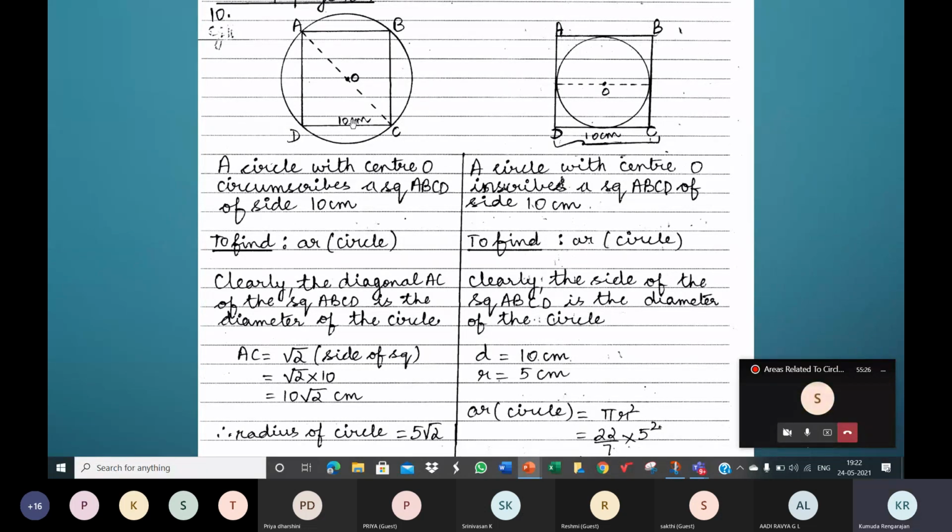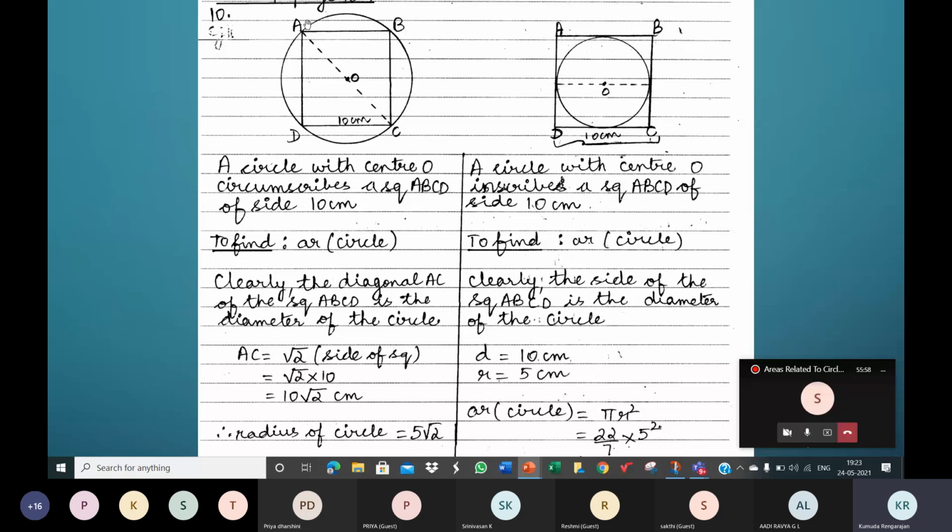So here in this case, with the help of the side of the square, you can find the diagonal. You can find the diameter of the circle with the help of the side, because the diagonal of the square is also the diameter of the circle. When you connect AC, AC is the diagonal of the square, but it is the diameter for the circle.